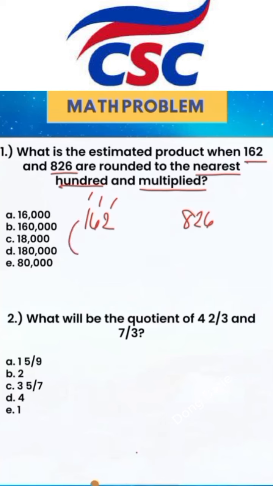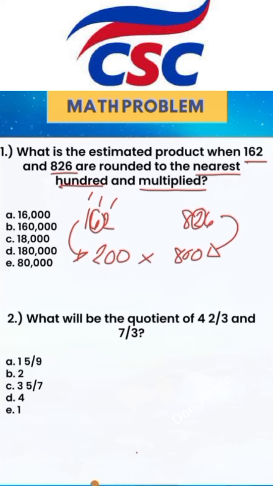So ang round off niya 162. Since 6 itong tens niya, magiging 200 yan. Okay. So dito naman, 826. Pag i-round off natin into the nearest 100, so itong tens niya is 2. So magiging 800 lang yan. Sabi niyo sa problem, and multiply. So, multiply niyo lang po yan.